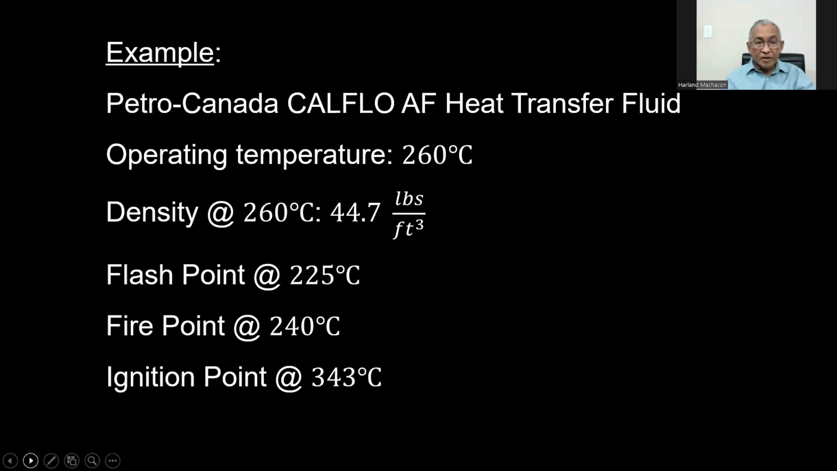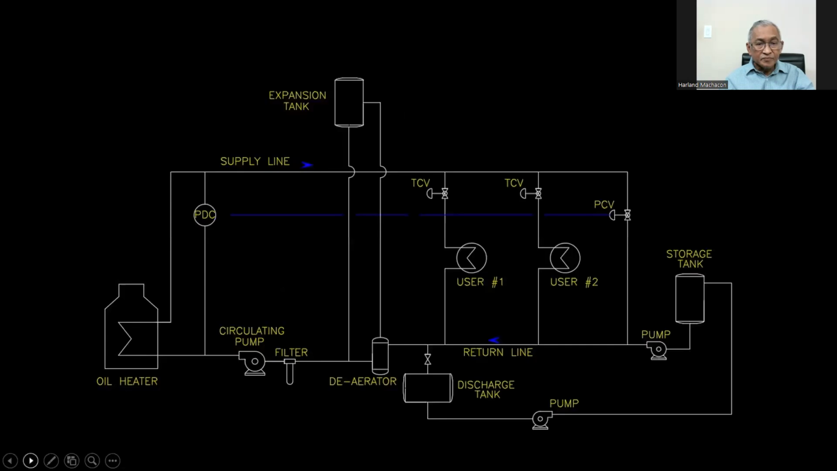One example of a heat transfer fluid is Petro-Canada Calflow AF, with an operating temperature in a system typically in the range of 260 degrees centigrade. It has a density of 44.7 pounds per cubic foot at a temperature of 260 degrees Celsius, a flash point of 225 C, a fire point of 240 C, and an ignition point at 343 degrees centigrade.